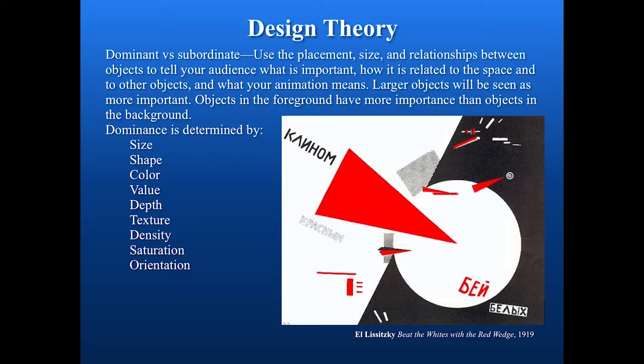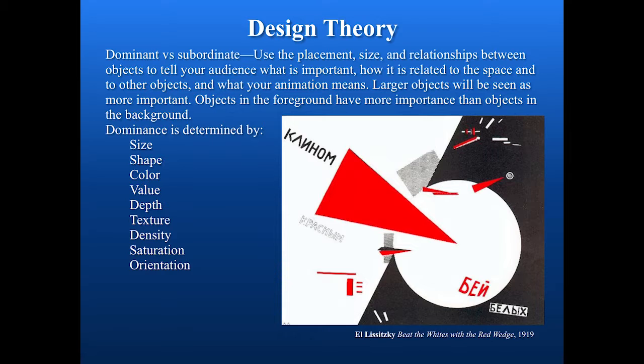Another design theory, dominant versus subordinate. Use the placement, size, and relationships between objects to tell your audience what is important, how it is related to the space, and to other objects, and what your animation means. Larger objects will be seen as more important. Objects in the foreground have more importance than objects in the background.